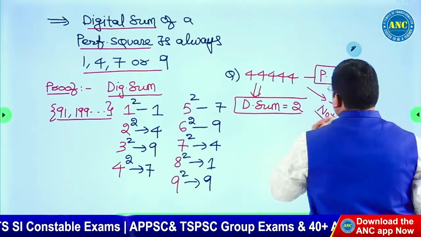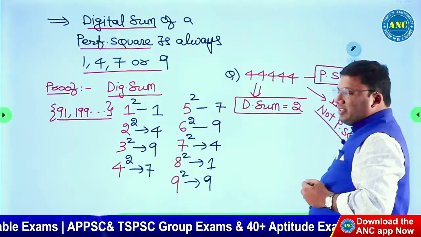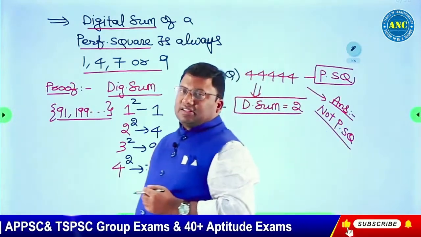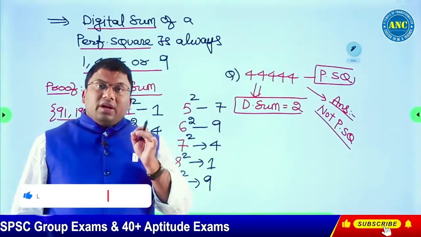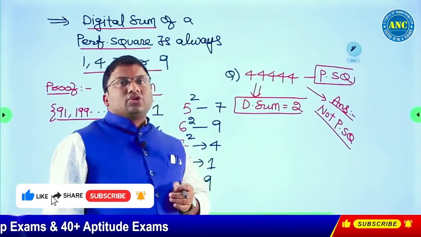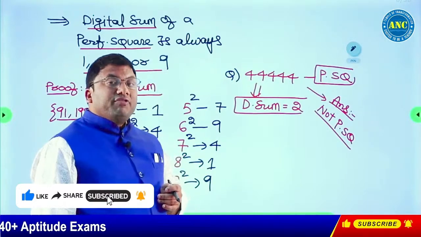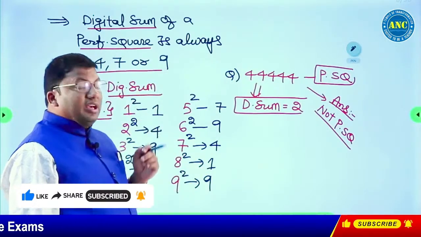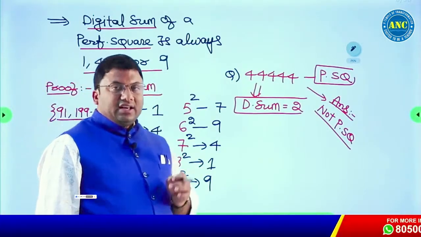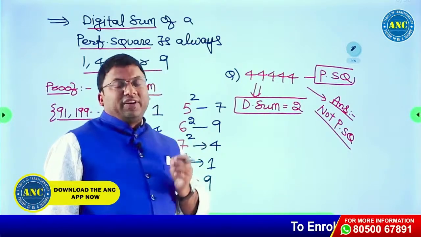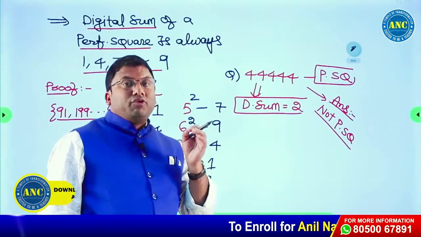It is not a perfect square. 4 5s are 20, and the digital sum of 20 is 2. If the number is a perfect square, it should have digital sum 1, 4, 7 or 9. I hope this concept is clear. The digital sum of a perfect square is always 1, 4, 7 or 9.